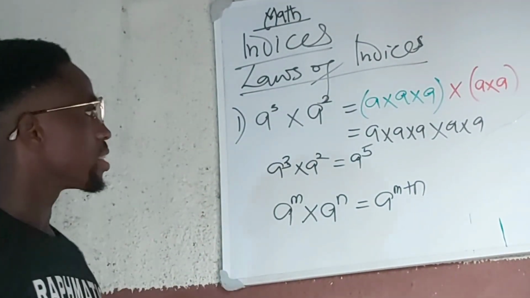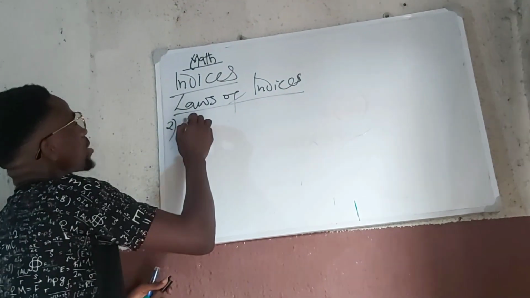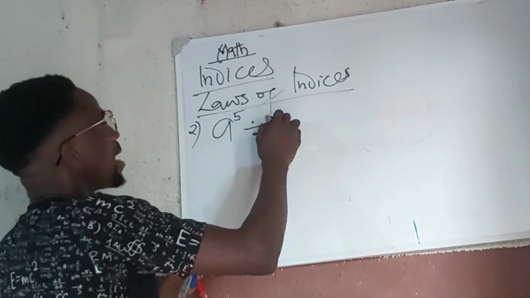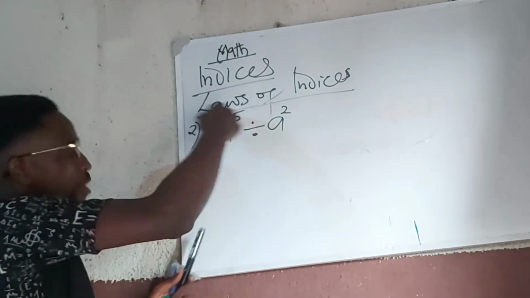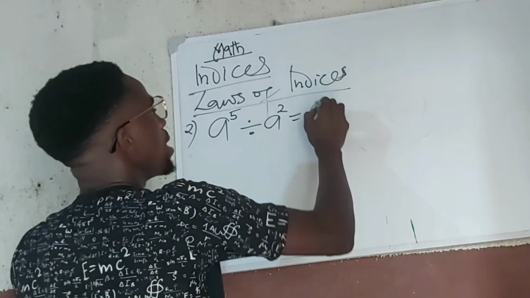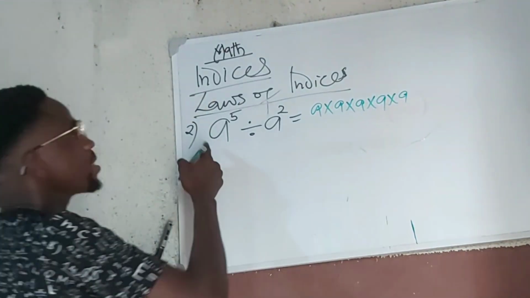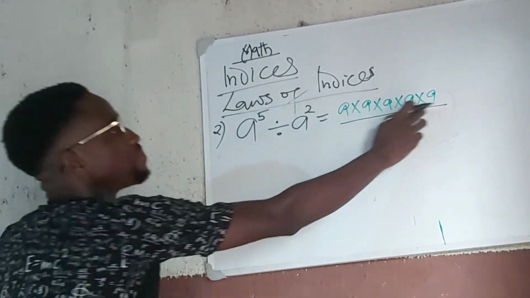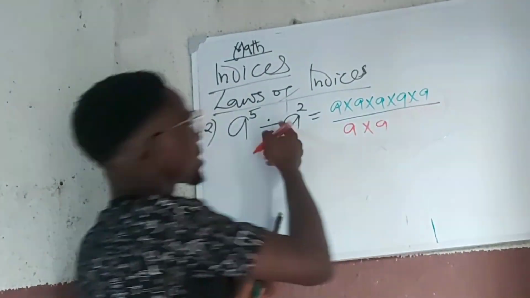We'll find the second one. Just similarly, just as we have done this, we are going to see the second law. So if I have a to power 5 divided by a to power 2, for instance, I know that a to power 5 is the same thing as a times a times a times a times a, 1, 2, 3, 4, 5. This is a to power 5, all upon the second part, that is, a to power 2, which I'll have as a times a, right?